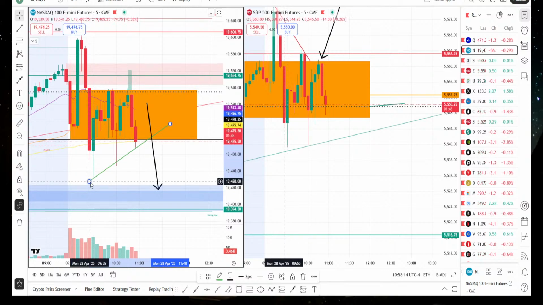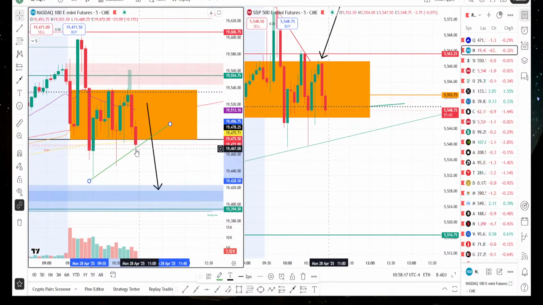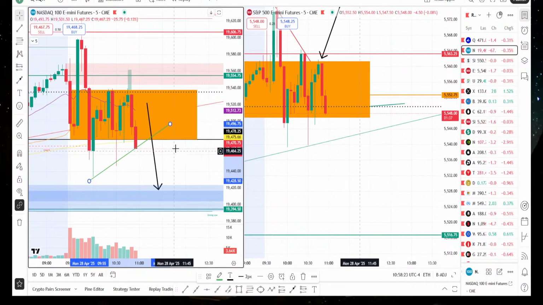But if we get a strong close, maybe catch a little scalp from here to here. Bam. Real fast. In and out type. In and out.